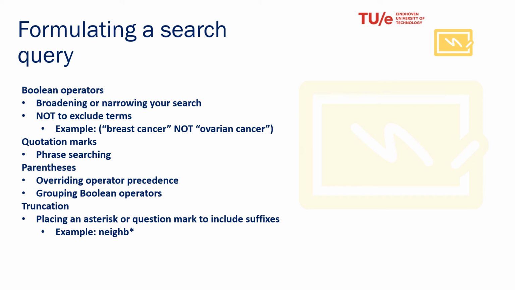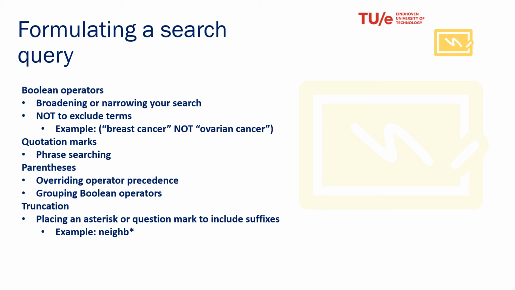I have mentioned the use of parentheses. This is an important part of the search, so don't forget these. What they do is they group Boolean operators, as you have seen in my example. But they also override operator precedence, meaning that they make sure that your main topic is searched first.